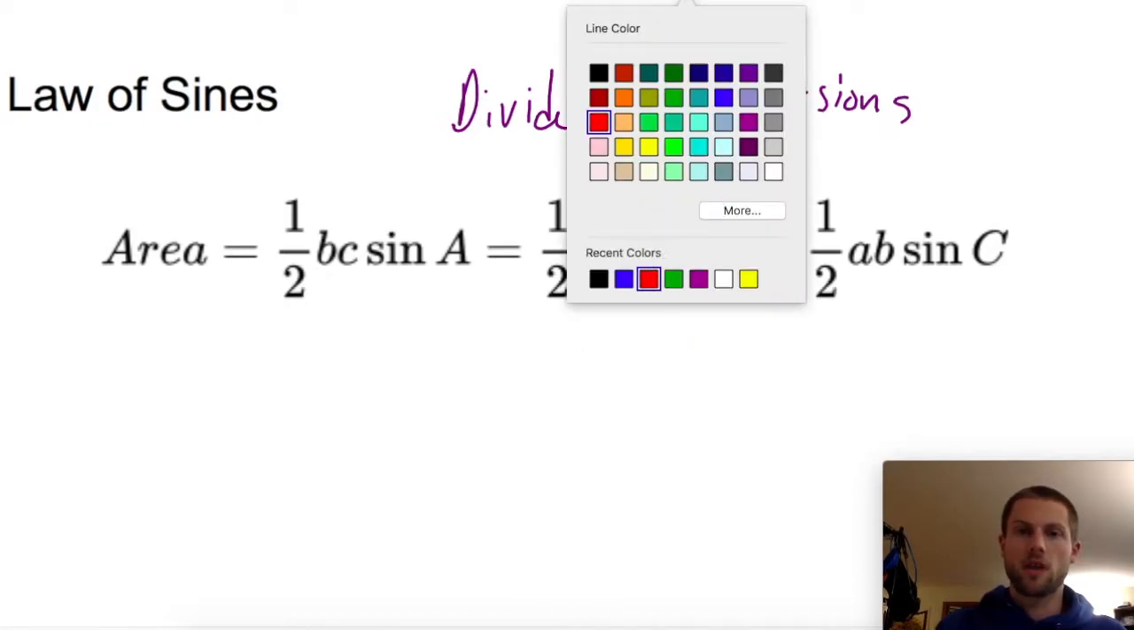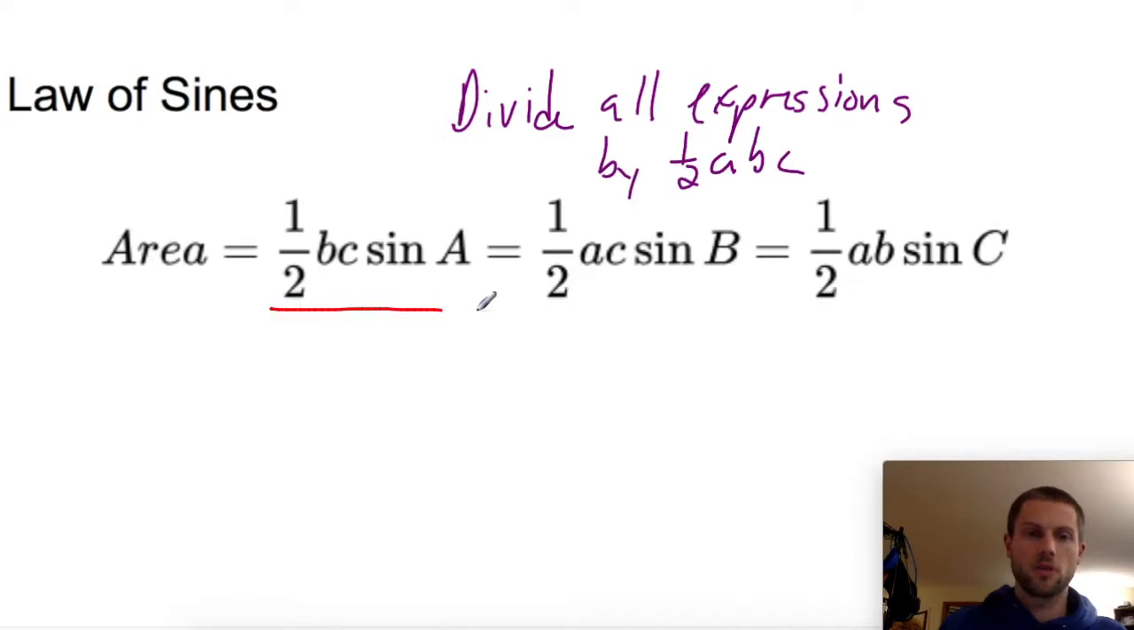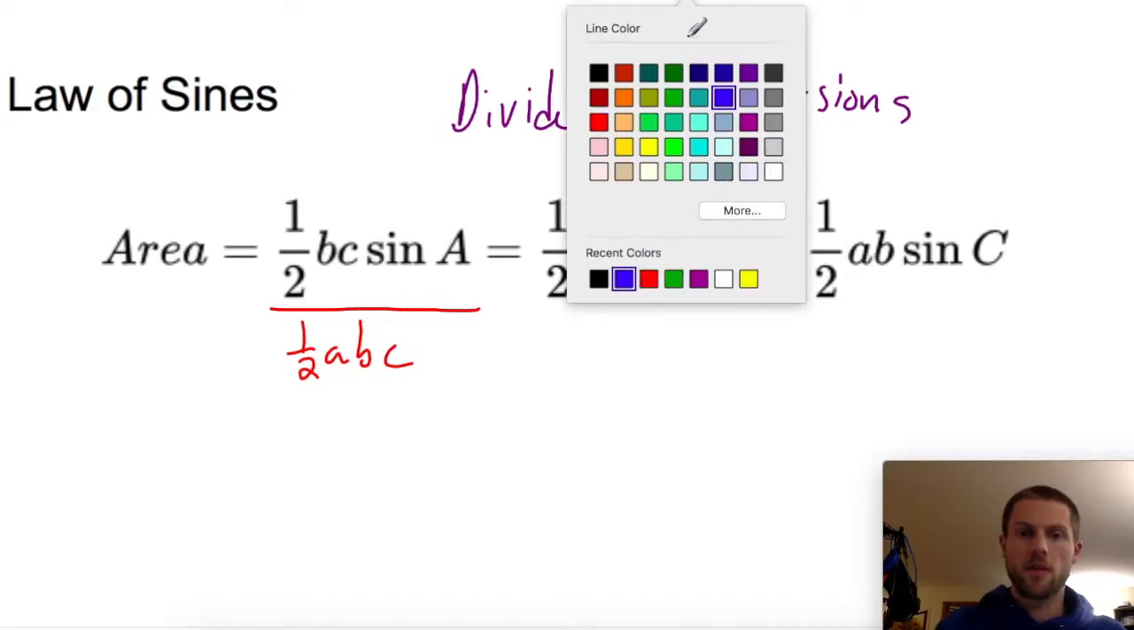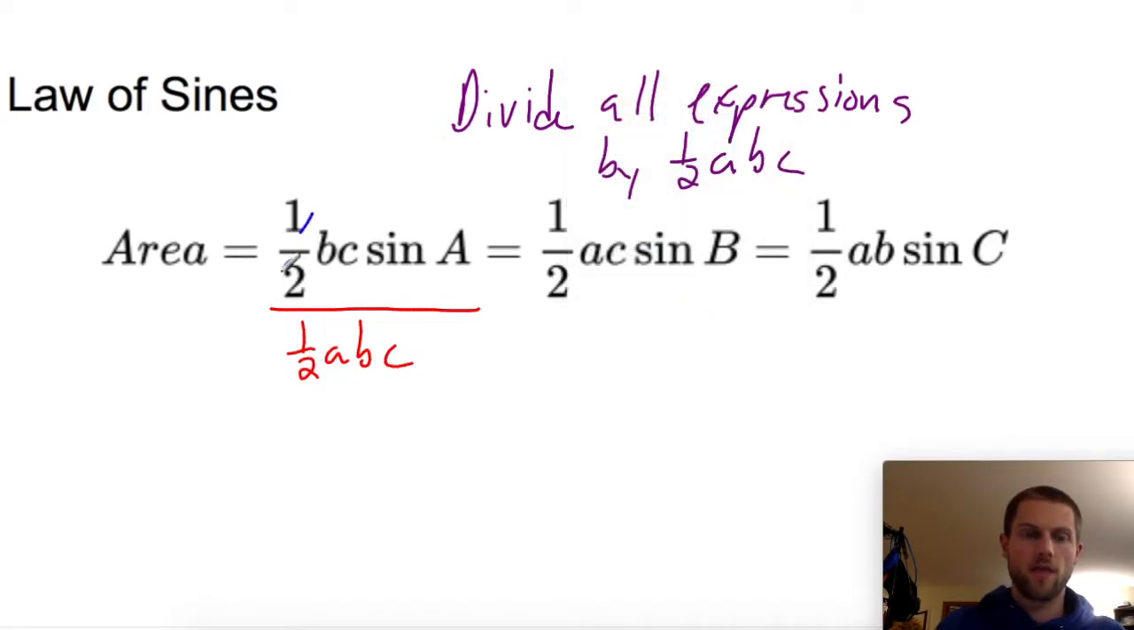Let's see what happens here. I'm going to take my first expression and divide it by 1/2 a times b times c. I have a 1/2 over 1/2, and those cancel. I've got a b over b and a c over c. That all cancels, and I'm left with the sine of A over a. So that's kind of cool.